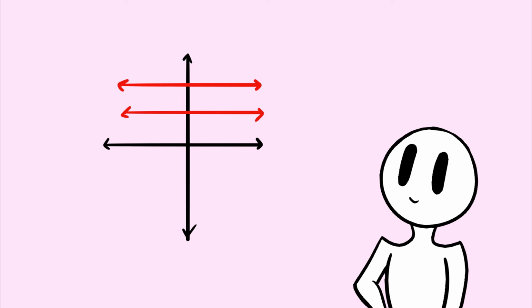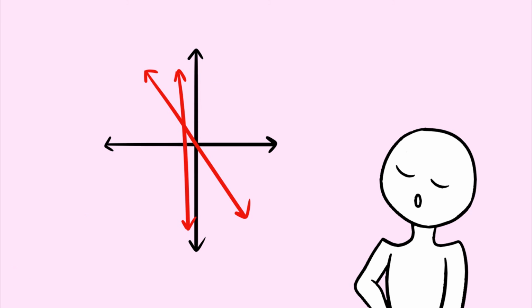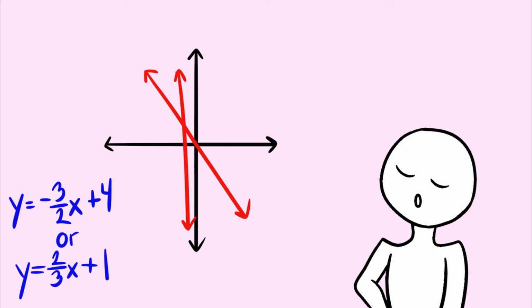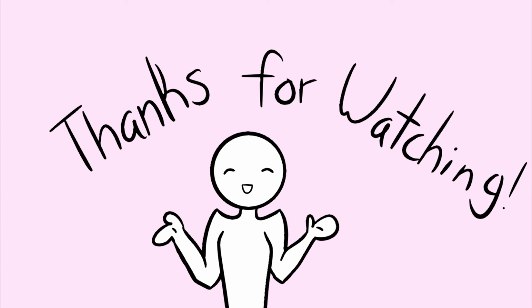Alright, cool. Last but not least, we have parallel and perpendicular slopes. Parallel lines have the same slope and will never intersect. They'll continue, literally, forever without touching. An example of parallel lines would be y equals 2x plus 3, or y equals 2x plus 1. The slopes of perpendicular lines are the negative reciprocals of each other. An example of perpendicular lines would be y equals negative 3 over 2x plus 4, or y equals 2 over 3x plus 1. And that's it for today's video.